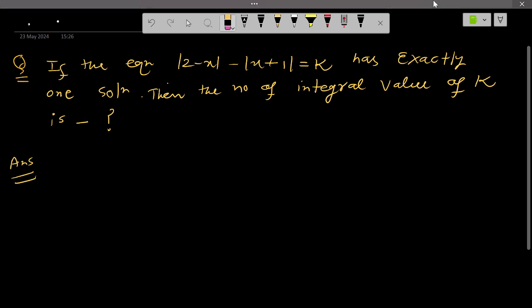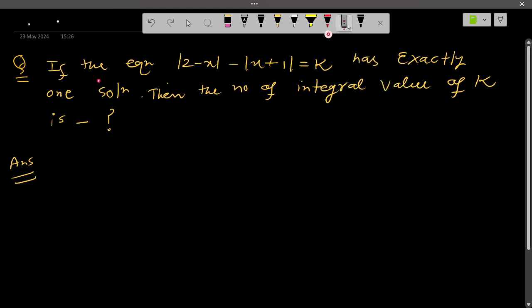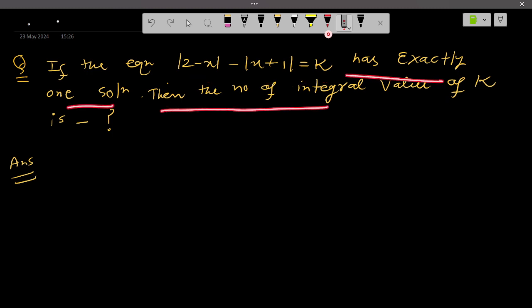As you can see, the question is, if the equation, this is the equation which equals k, has exactly one solution, then the number of integral values of k is what? Okay, this is the question.